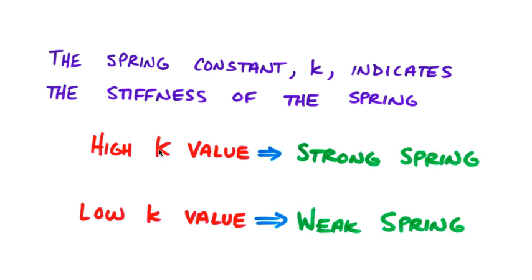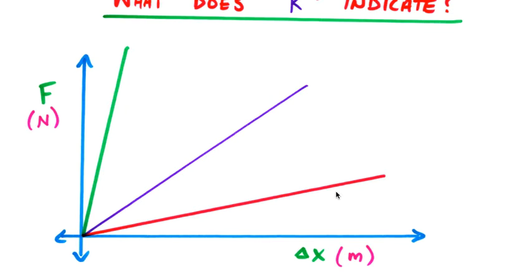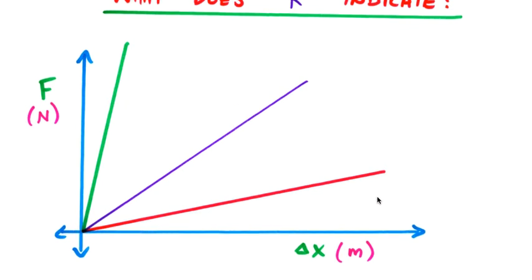So a very high K value is going to be a very strong spring that's going to be very hard to deform. That would be like maybe the shocks in a car, maybe the springs on the shock system in an airplane or something very heavy. And a very low number for K is going to be a very weak spring, because a low K value means a low slope. So a low slope means a lot of displacement for small forces.